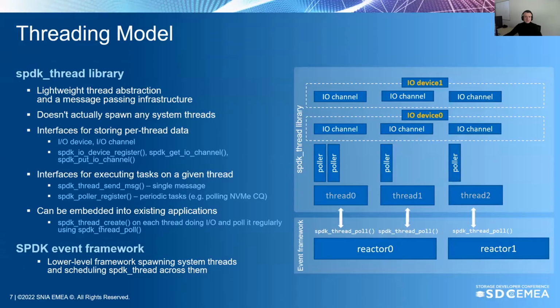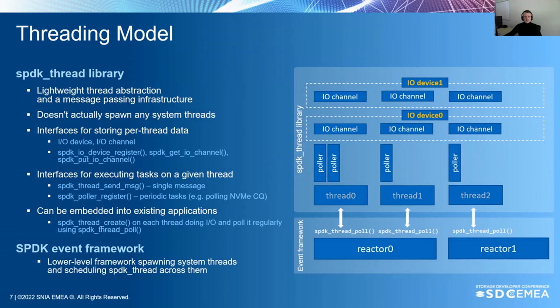Now I would like to talk a little bit about the threading model. In SPDK, we have a lightweight thread abstraction library, and it doesn't actually spawn any system level threads. Instead, it relies on a lower level framework to do that. And this lower level framework is responsible for polling and scheduling the threads. These lightweight threads can move across system level threads too, so you need to be aware of that. And this design makes it easy to embed SPDK into existing applications. In order to do that, you need to create SPDK threads on each thread the application is doing the IO from, and then poll it regularly using SPDK thread poll.